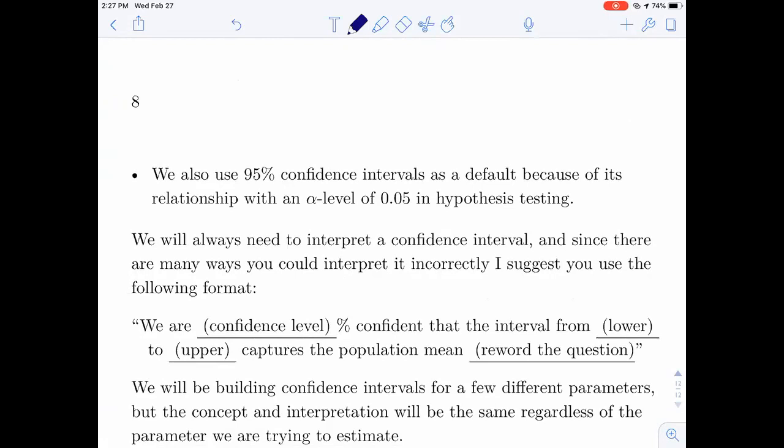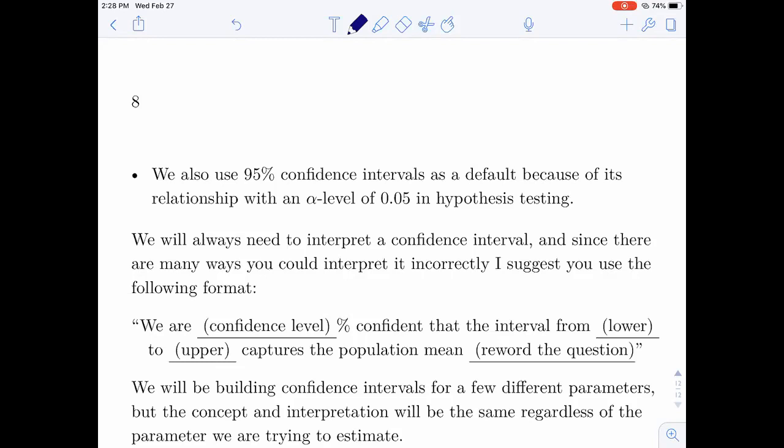One thing I want to add to these notes here on page 8: we use 95% confidence intervals as a default. Thinking back to hypothesis testing, we said as a default we do a two-sided test. So if you're not sure, you're going to do a two-sided test, which means you have the not equal to sign in the alternative hypothesis, but also you're going to use an alpha level of 0.05. These two are directly related, so all the defaults are related.